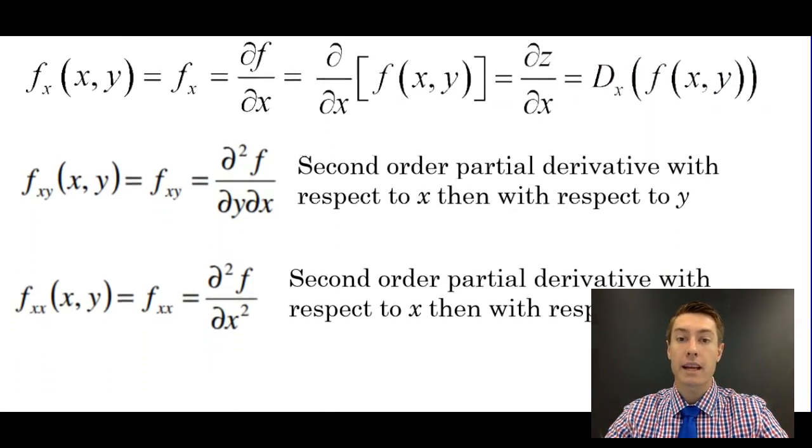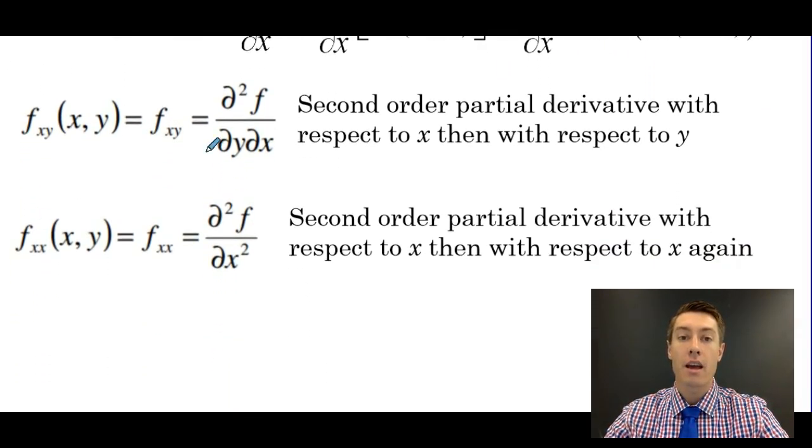We can also find the second order partials of a given function. So if I have the partial derivative of f with respect to x y, that means I'm taking the partial derivative with respect to x first, then with respect to y.